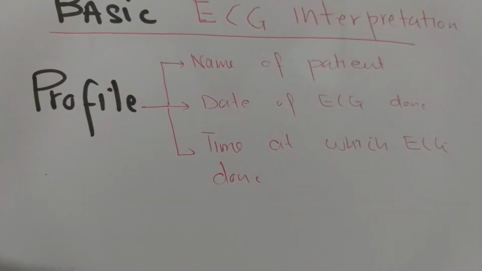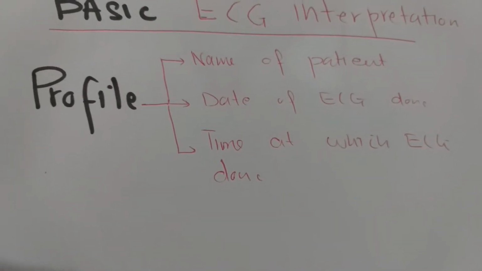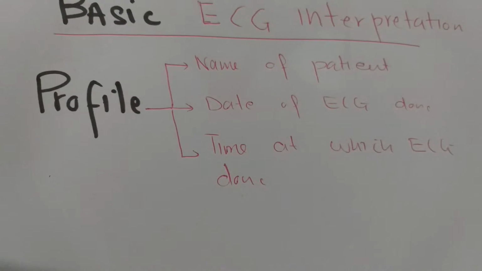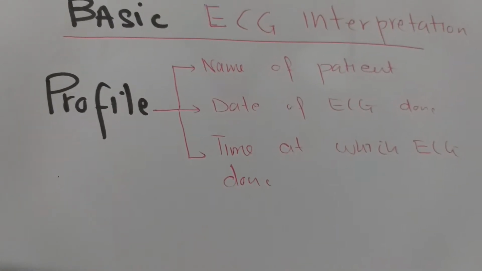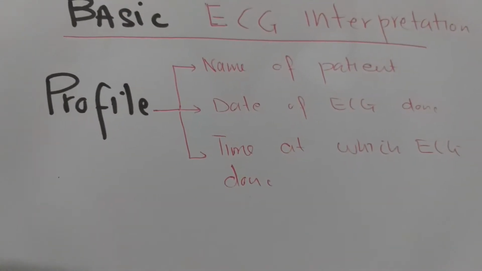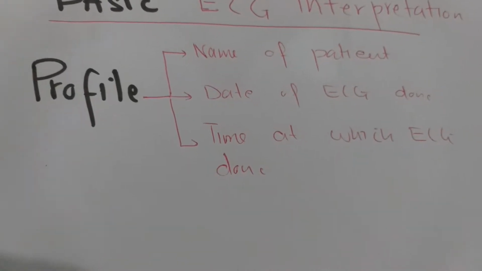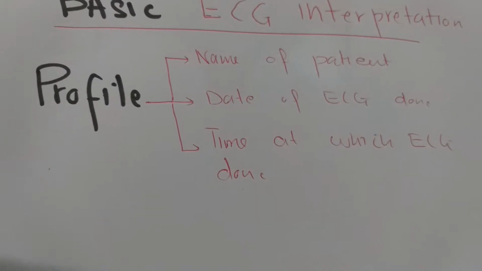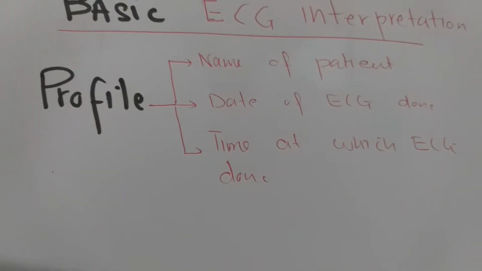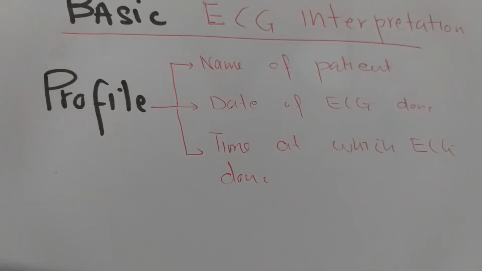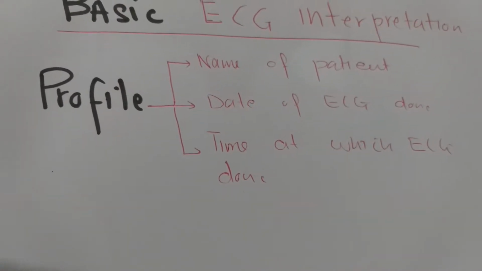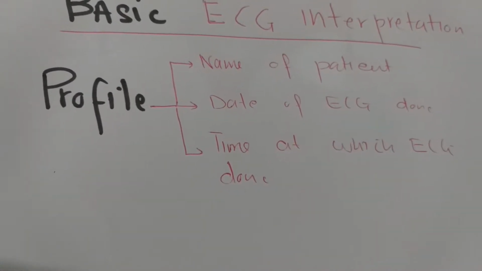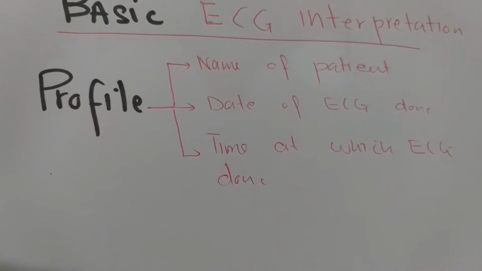There should be a particular name of the patient because there can be so many patients in the ER or ICU. So you need to have a very clear name written on the ECG paper. There should be a date mentioned on which the ECG was done, and one very important thing is to also write down the time at which the ECG was done, because timing is important.